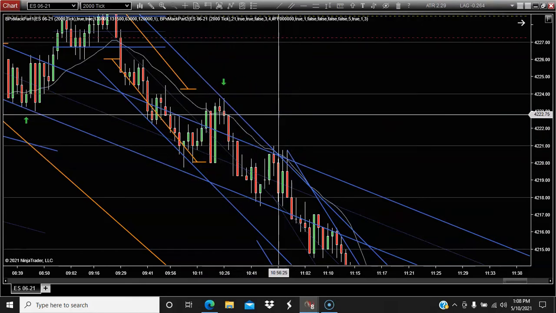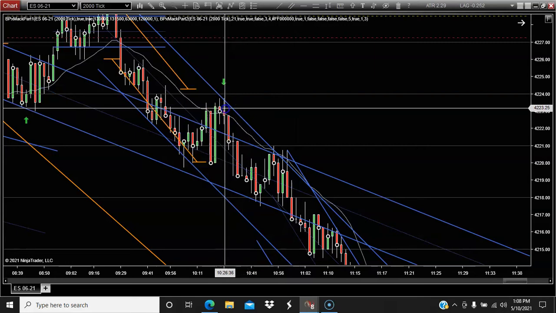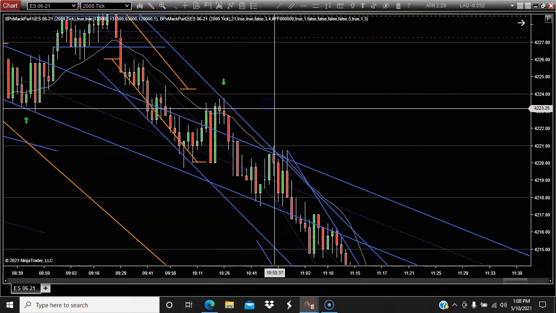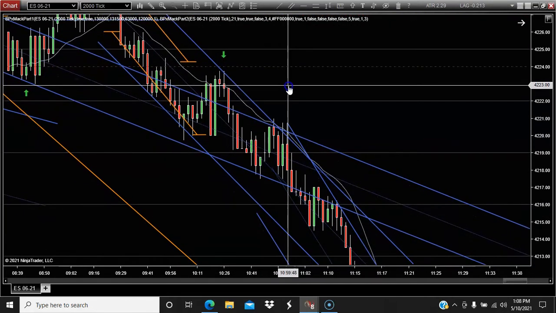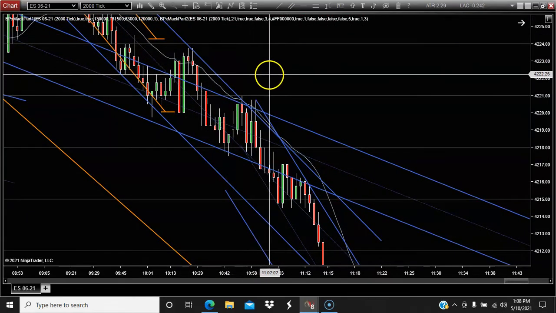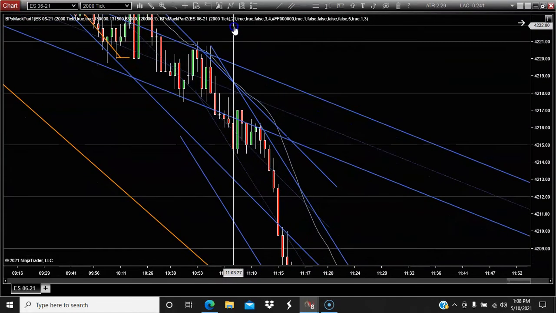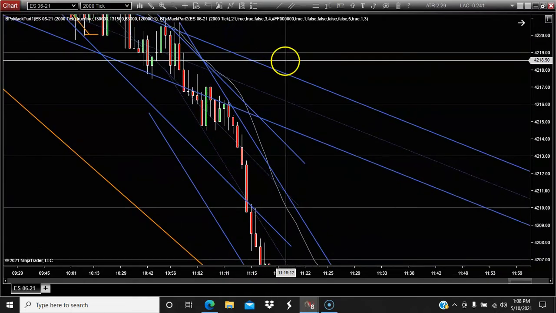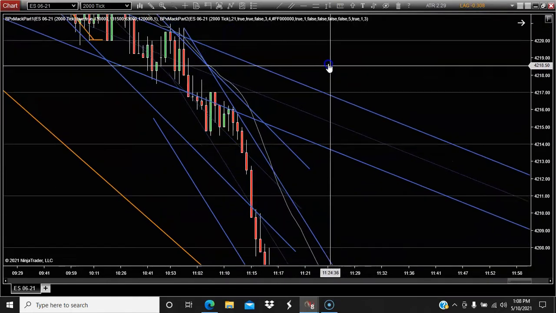Well, it's definitely aggressive. Let's see, maybe it's low risk. 6 ticks, maybe enter on a limit order. Not too sure why I marked that. I'm going to delete that. Yeah, nothing. I don't see anything you can enter on here.